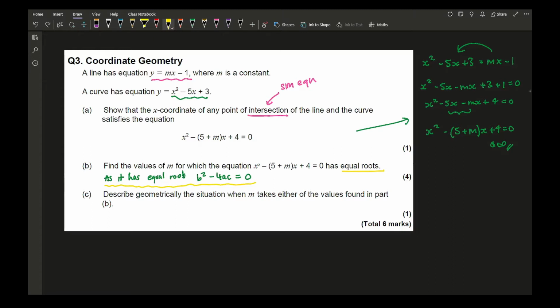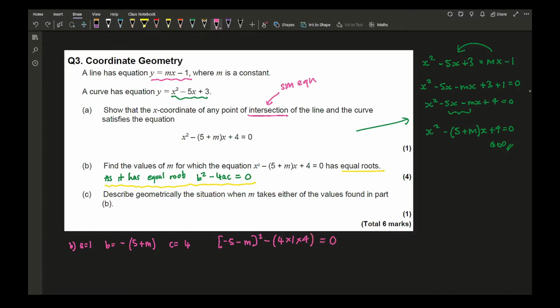So from this, what we can then do is go on to find out what these values are going to be. So here I've got a equals 1, b equals minus 5 plus m, and c equals 4. So substituting this into the discriminant, I've got, in square brackets, minus 5 minus m, that's squared, minus 4 times 1 times 4, that's equal to 0.